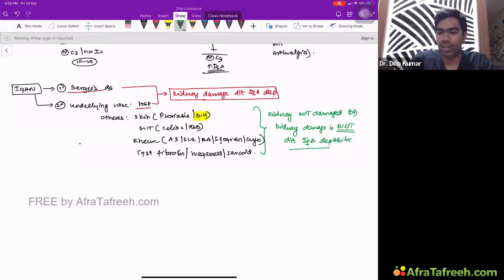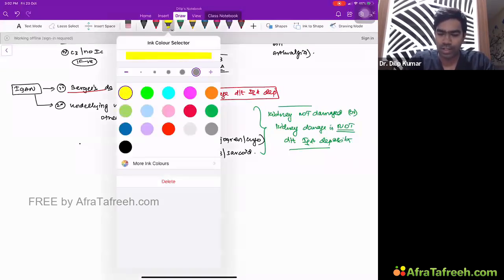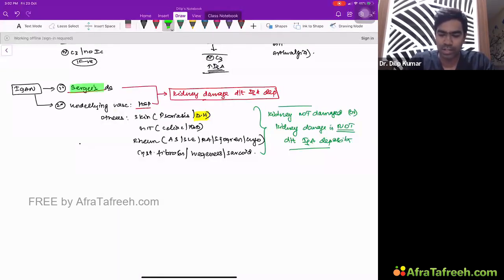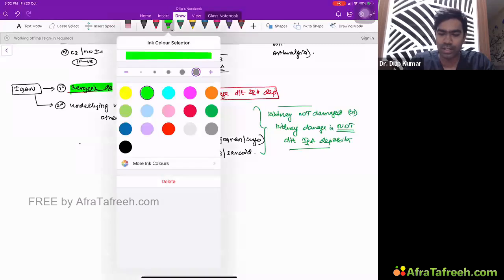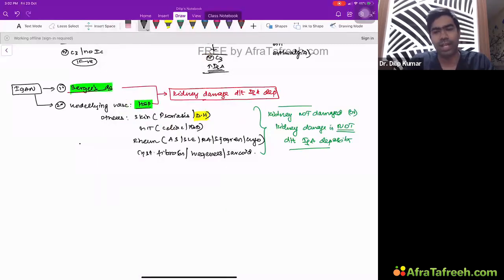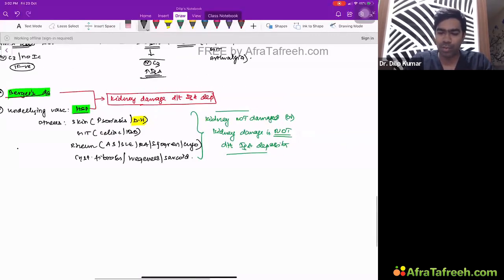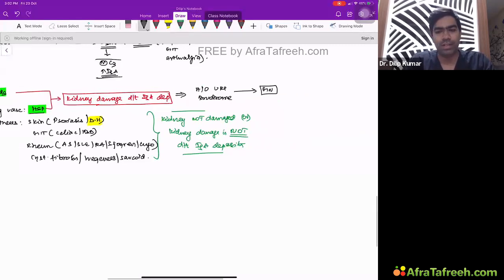Okay, so this is a very important point. So why only in these two conditions? For example, you have this, isn't it? So Berger's disease and HSP, only in these two conditions, the kidney damage happens due to IgA deposits. So there has been a considerable research that is going on in this particular setting. But we believe that both these disorders are similar because both these disorders will have a history of URI prodrome very commonly. And after this history of URI prodrome, they are going to develop glomerulonephritis. This is what is going to happen.